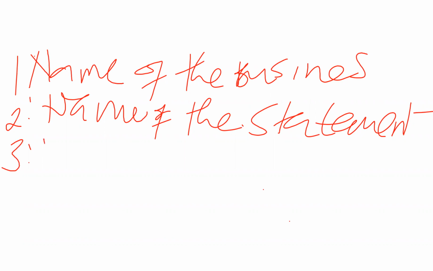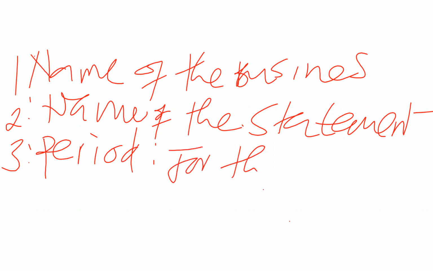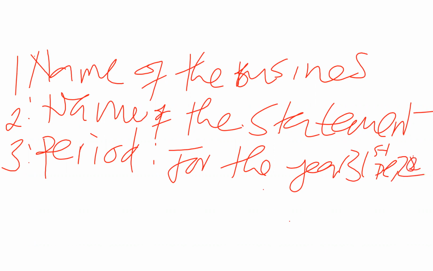Usually the period is written as, for example, for the year ended, and you write the date, say 1st December 2022. Let me show you now an example of the title for the financial position.